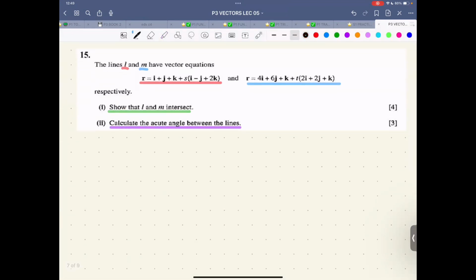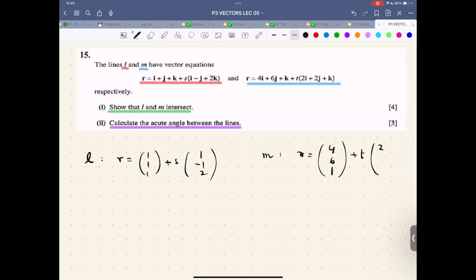First of all, write it down. Line L: r equals (1, 1, 1) plus s times (1, -1, 2). Line M: r equals (4, 6, 1) plus t times (2, 2, 1). It's always a good idea to double check. There is a t over here, there is an s over here. All good, all clear.